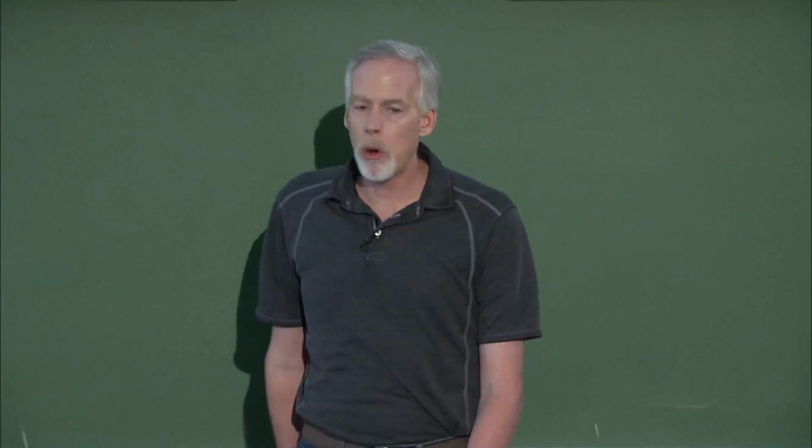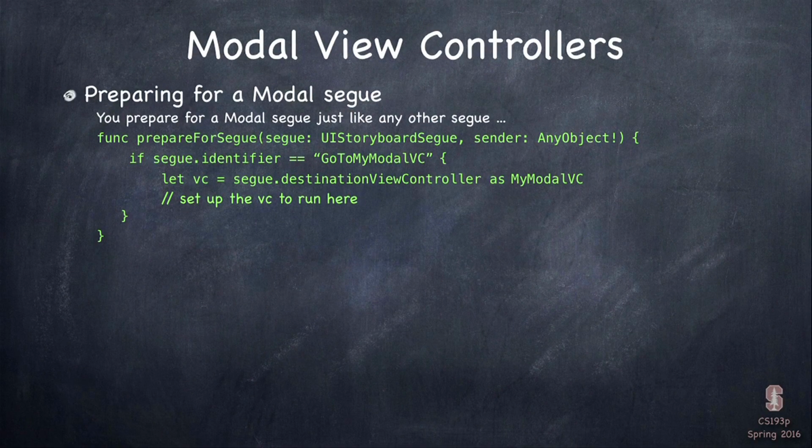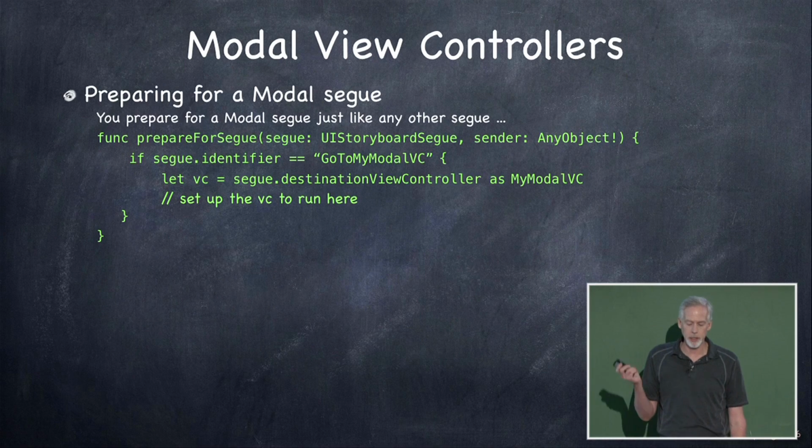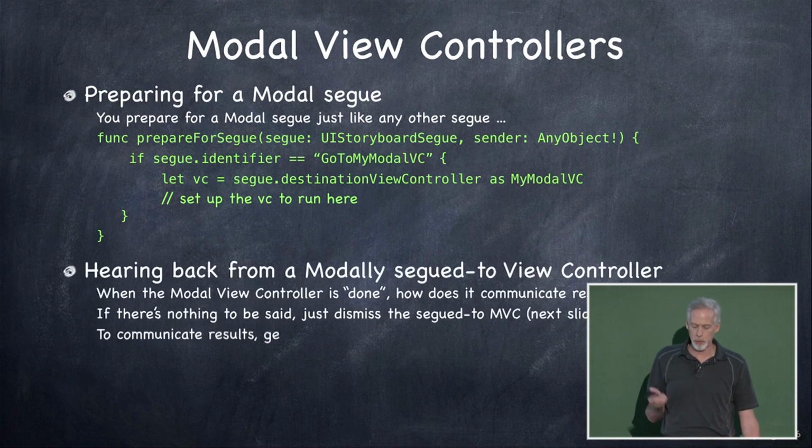It doesn't really have enough width to do a form sheet for you. Okay? How do you prepare for a modal segue? Nothing to see here. It's just like any other segue you've ever done, nothing special about it. Just check the identifier, get the destination view controller, and prepare it.